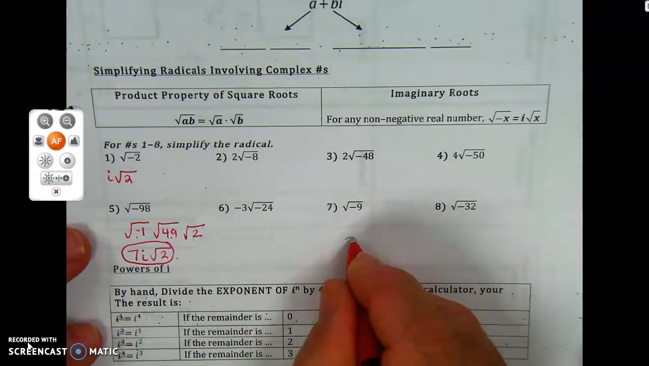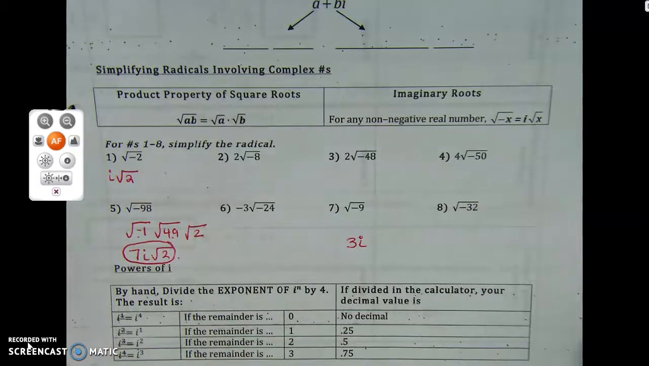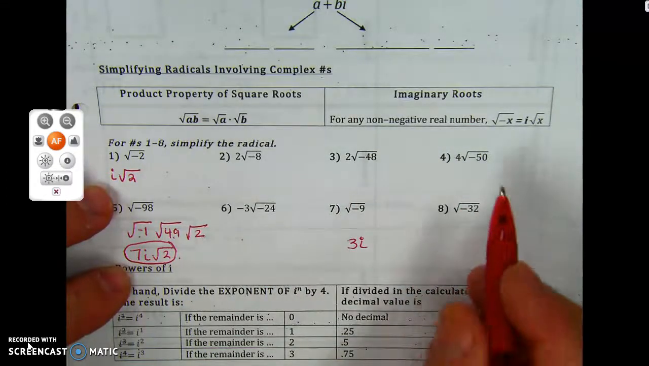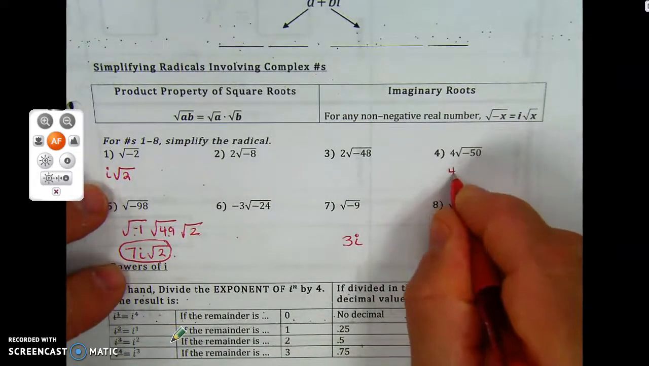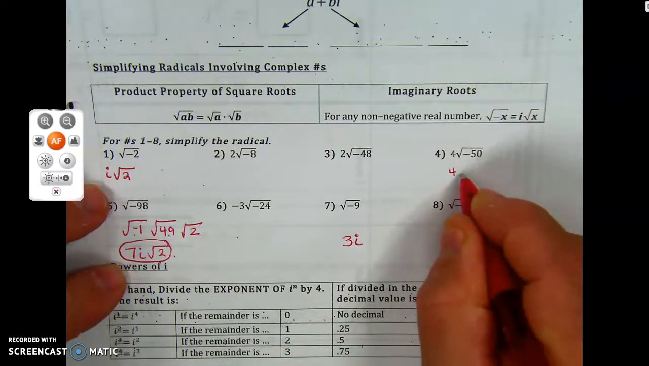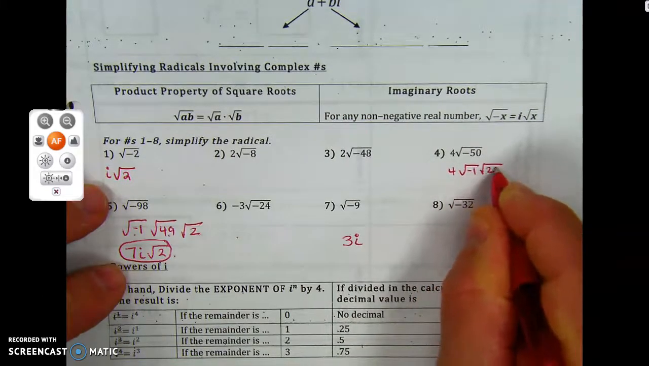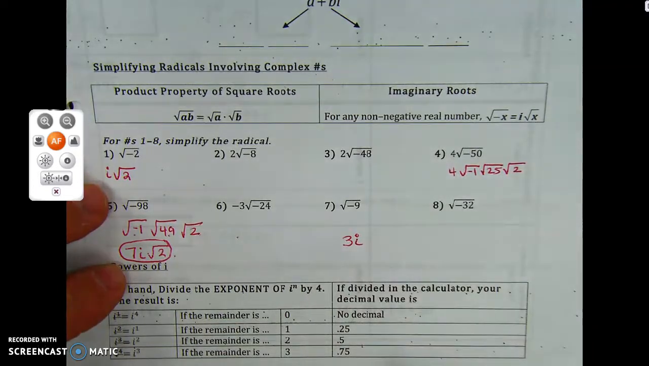Here's an easy one. Square root of -9 is just 3i. Guys, these problems, 2 through 6: 2, 3, 4, and 6. So basically, here I'll give you an example. We'll do number 4. We've got a regular 4, not a square root. Then we got a square root of -1, a square root of 25, and a square root of 2, because 25 times 2 is 50.